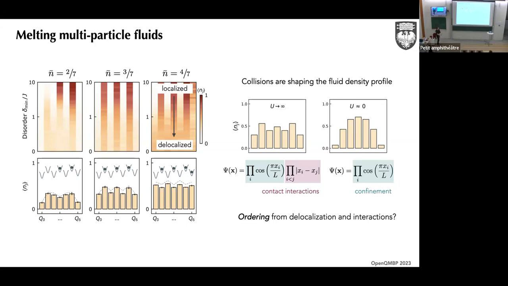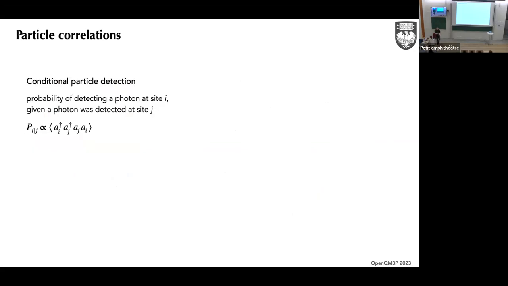Okay, so to look at ordering, we're going to look at particle correlations. One correlator we can look at is this conditional particle detection metric. We're going to look at the probability of detecting a photon at site I in space, like qubit site I, conditioned on having a photon detected at site J. It corresponds to this correlator.